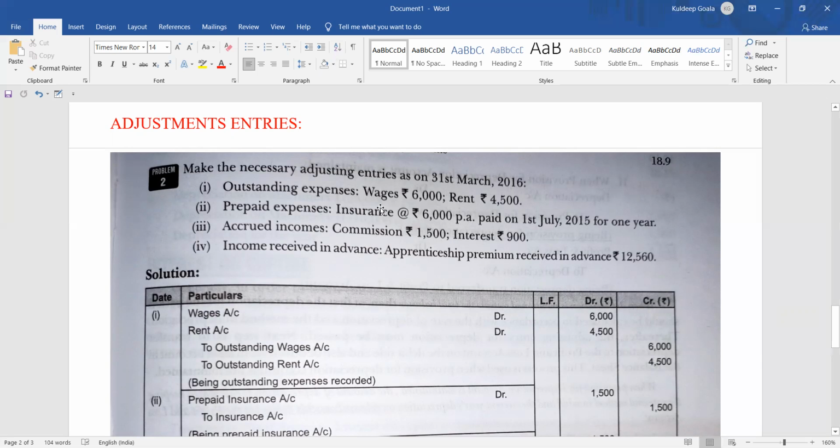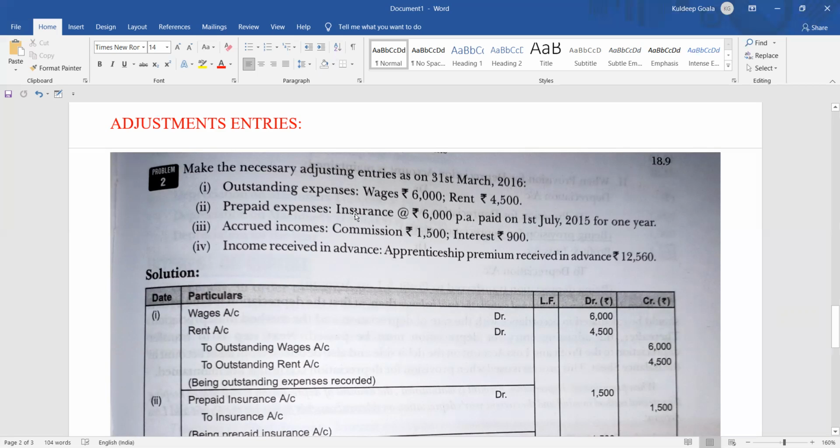And what are the other items? The other items are the expenses, that is wages and the rent itself. So wages and rent both are nominal accounts. We know the rule for nominal accounts: all losses and expenses will be debited, all gains and income will be credited. So wages and rent both are expenses, so both will be debited. That is why wages account debit, rent account debit, to outstanding wages account, to outstanding rent account. This is the concept. Clear? Now let's see the next one.